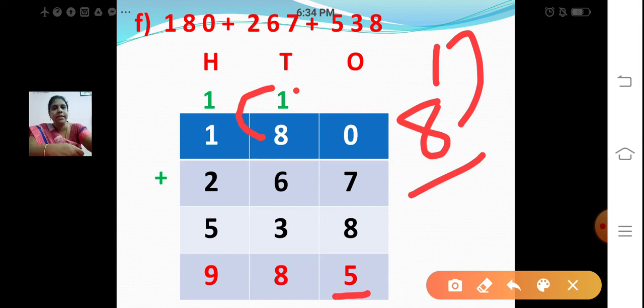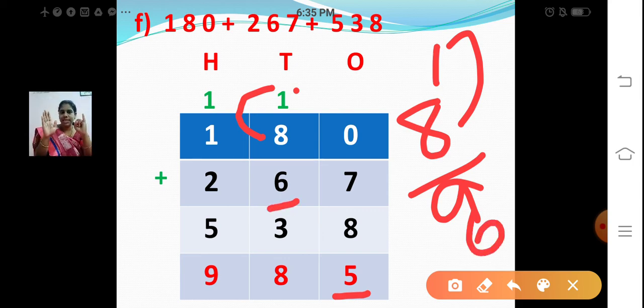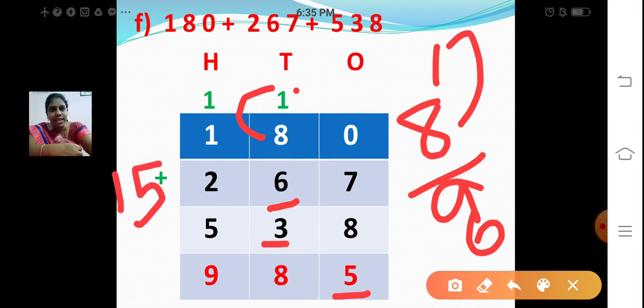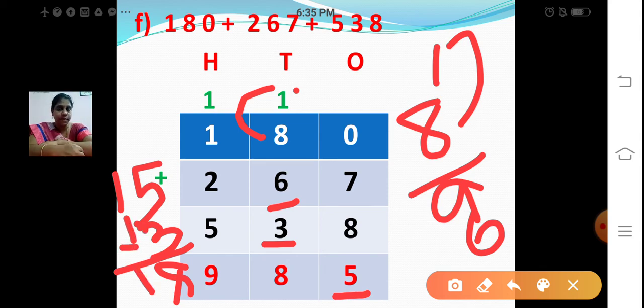After 8, 9. With this 9, I'm going to add the next number 6. 9 plus 6. 9 in the mind, 6 in the finger. After 9, 10, 11, 12, 13, 14, 15. With this 15, I am going to add the last number 3. So 5 plus 3. 5 in the mind, 3 in the finger. After 5, 6, 7, 8. Now the carried over that 1 tens place, you just keep that as it is. 18. 15 plus 3 is 18.